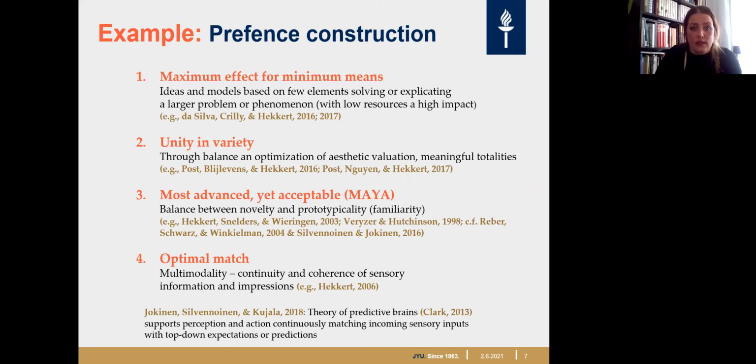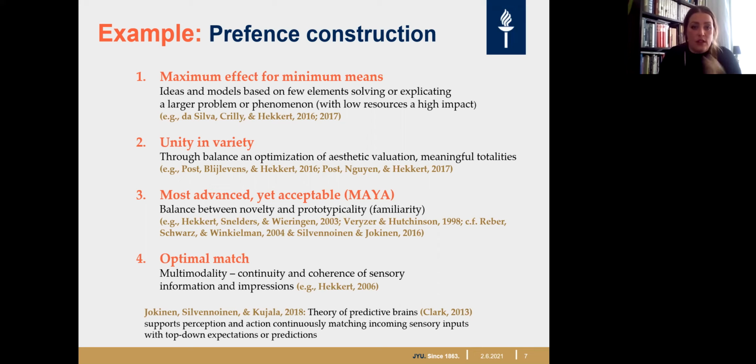Third one is most advanced yet acceptable, also titled as the MAYA principle, and it functions more on the cognitive level. It focuses on the balance between novelty and prototypicality, or prototypicality is also often studied with the term familiarity. And this principle has been examined in many contexts, from user interfaces to furniture to paintings. So most advanced would be the affective side, and yet acceptable would be the safe cognitive sense-making part of it.